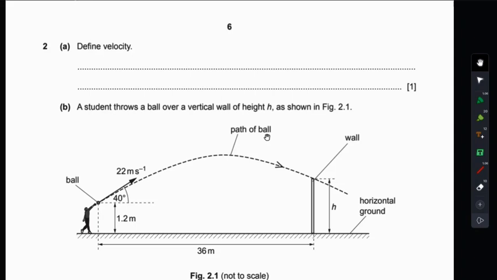Okay, so the question is asking us to define velocity. In simple terms, velocity is the rate of change of displacement. That's how we define velocity: change in displacement per unit time. Right, we have a student here.